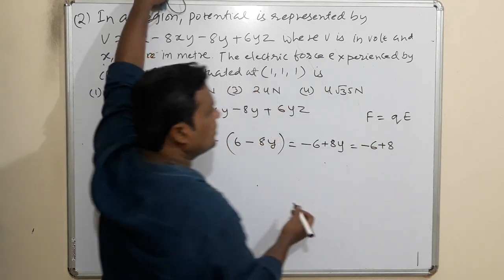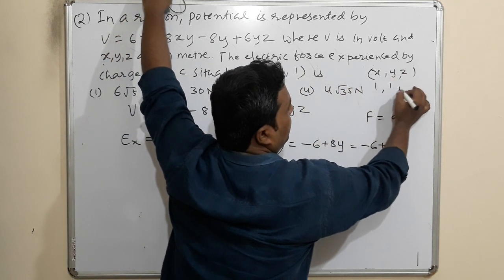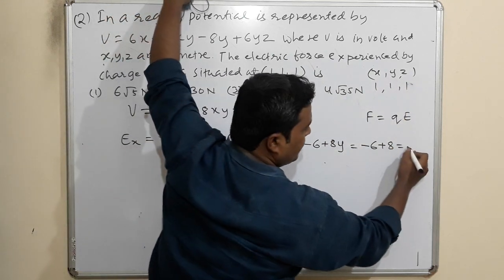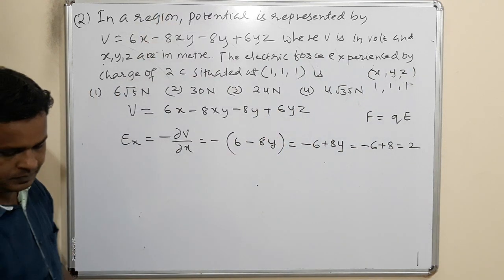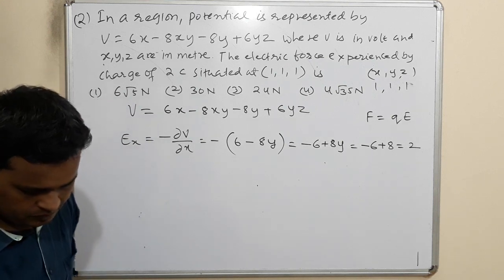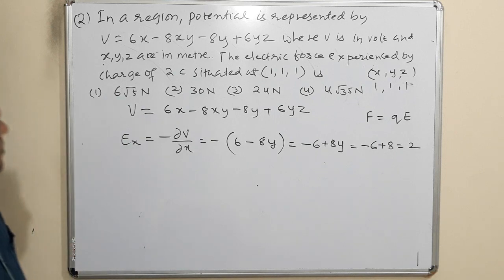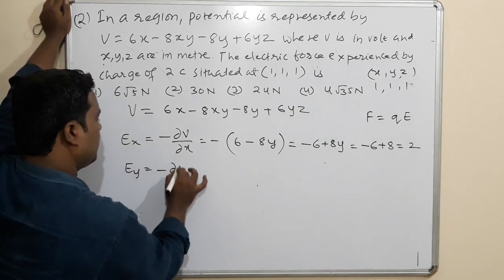This will be 8. What is the x, y, z point given? x, y, z is 1, 1, 1. In place of y I am substituting 1. Then I get this as 2. This is the x component of the electric field. Then what will be the y component of the electric field?